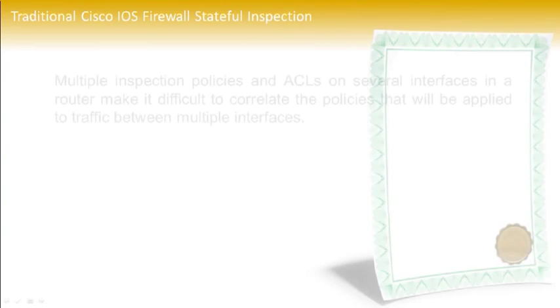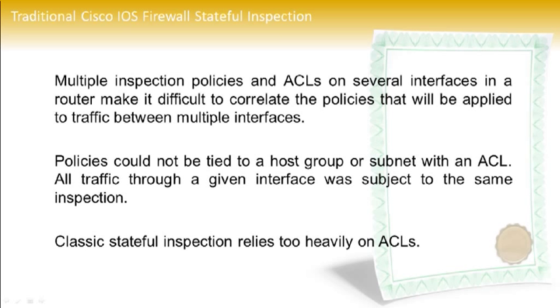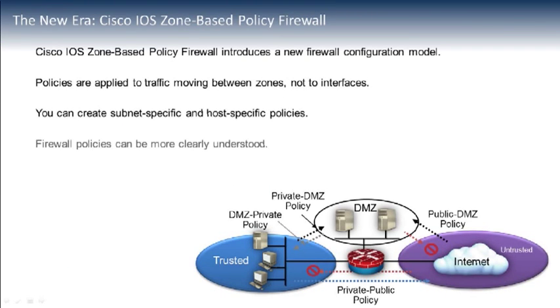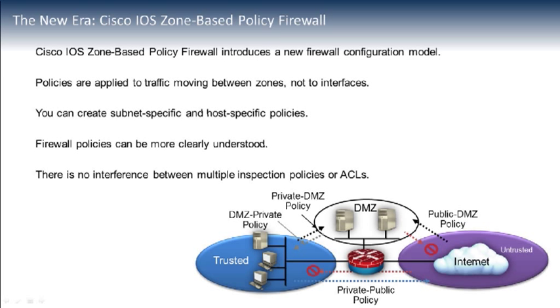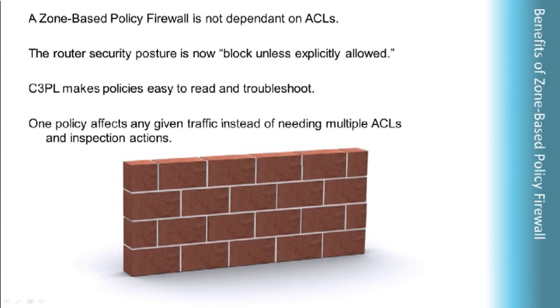Now, when we think about traditional IOS firewall and CBAC, it worked great. It could really work great for you, but it was going to be problematic if you had a lot of interfaces, like we described, that you wanted to participate in the process. So if you've got a lot of interfaces and a lot of different zones, like a DMZ1, a DMZ2, two trusted areas, an untrusted area, well, then this zone-based approach really starts to shine. It offers a whole new and improved configuration model that I'm going to teach you that is really, really the best.